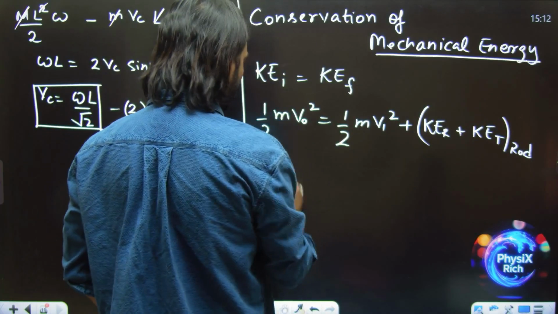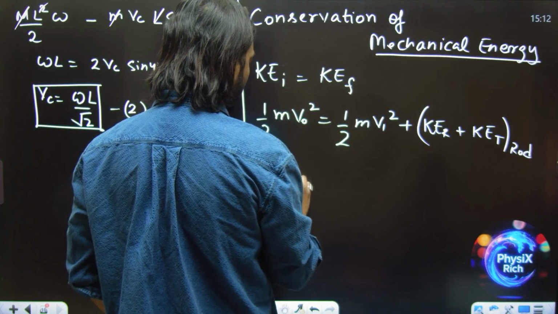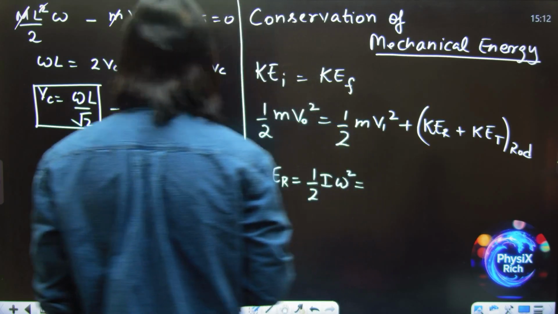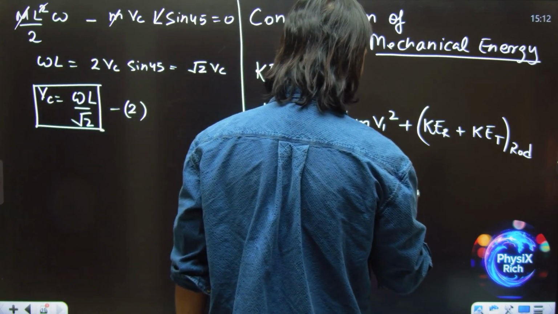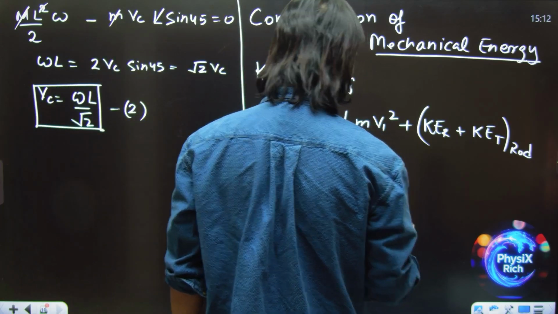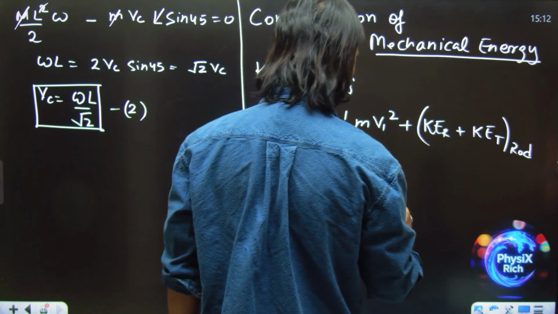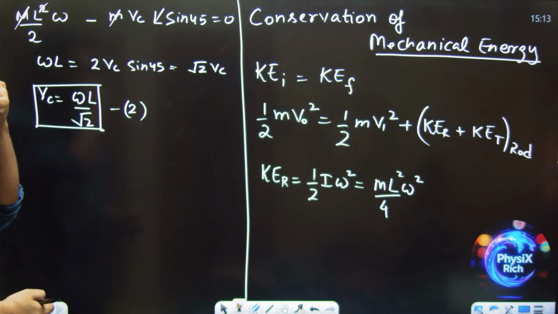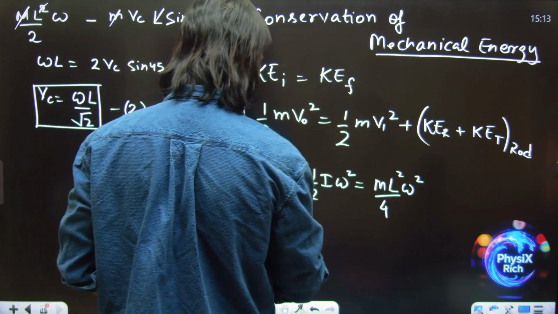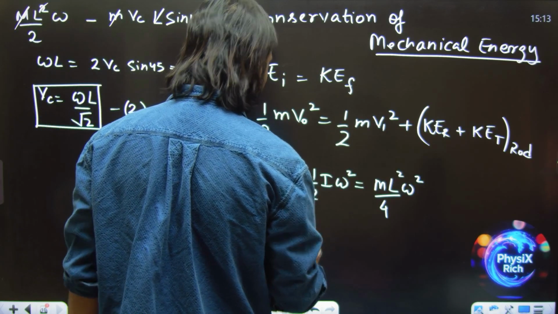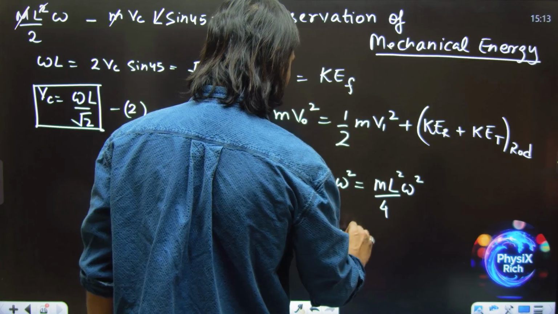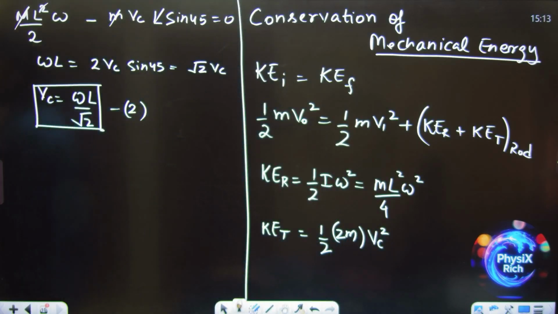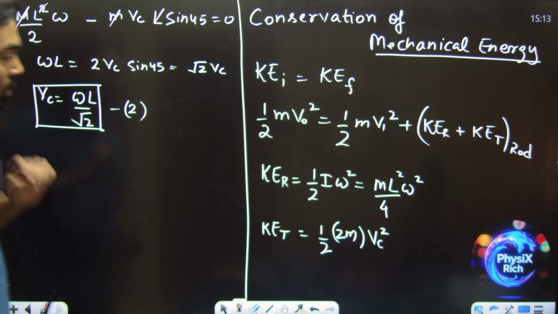See, kinetic energy of rotation is simply given as half I omega square. What have we found out I to be? We have found out I to be m L square by 2. So there is a 2 over here, and that's why it will become a 4. And that's why this becomes m L square omega square by 4. And then what will be the kinetic energy of translation? You see that the center of mass is moving with a velocity of VC. All right. That's why the total kinetic energy will be half into 2m into VC square.